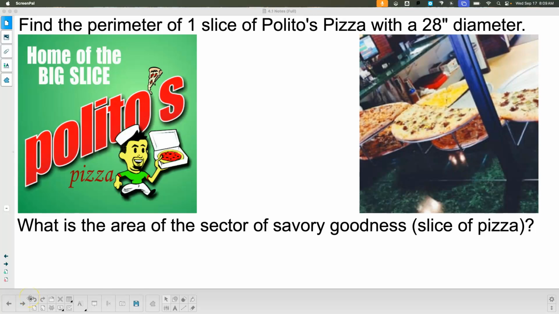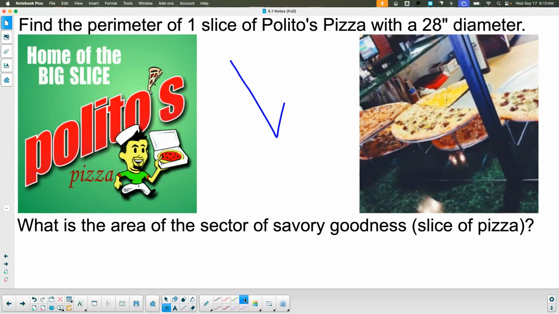Perimeter, slice of pizza. Yes, slice of pizza. Okay, so this top part is going to be S equals theta R, or R theta works for me. What are the sides going to be? They're going to be R, right? So that's going to be 14. That's going to be 14.